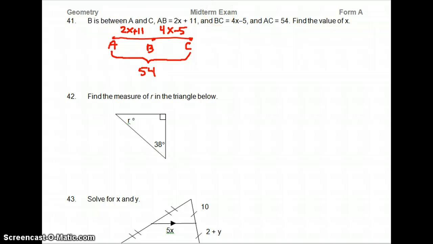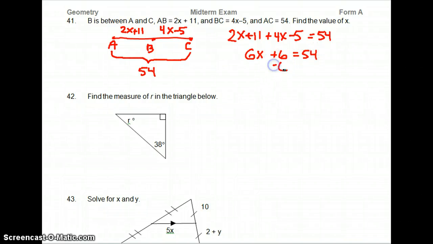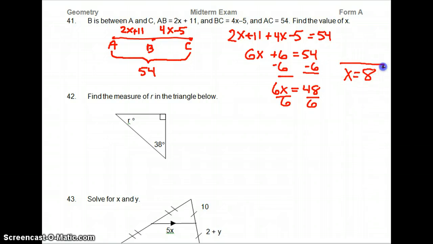So we know that 2x plus 11 plus 4x minus 5 has to equal 54. 2x plus 4x is 6x. We got positive 11, negative 5, so that's plus 6 equals 54. Subtract 6 from both sides. 6x equals 48. Divide both sides by 6. X equals 8. And that's what we were asked to find.